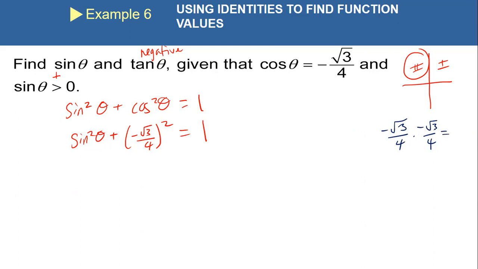A square root times itself sets itself free. Agree? 4 times 4 is 16. So this simplifies to become 3/16. Are you still with me? Okay, so I'm going to replace that. So now we're at sine squared theta plus 3/16 equals 1.